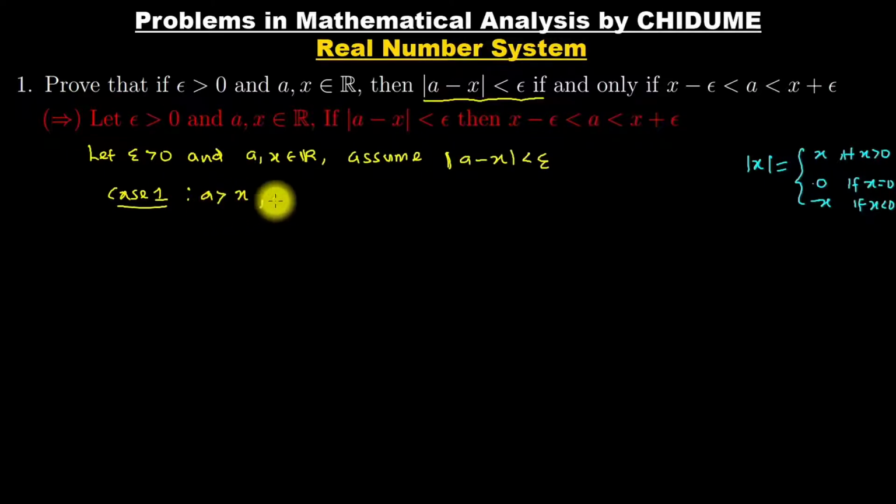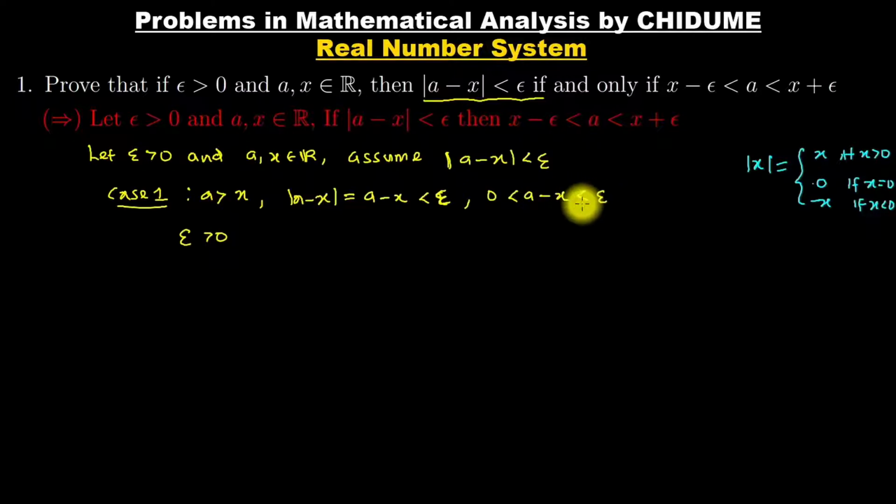Now if a is greater than x, what will happen to the absolute value of a minus x? It will be positive, which means it is going to be a minus x from the definition of absolute value here, which is less than epsilon. So this is going to be less than epsilon right from here. Now don't forget that our epsilon is greater than 0. We can rewrite this as 0 being strictly less than a minus x, which is also less than epsilon.